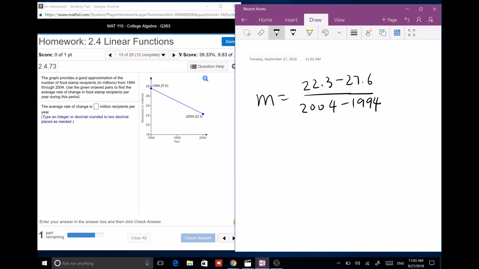So change of y, y2 minus y1. Change of x, x2 minus x1. Then this one gives you the slope. Okay. Next one.